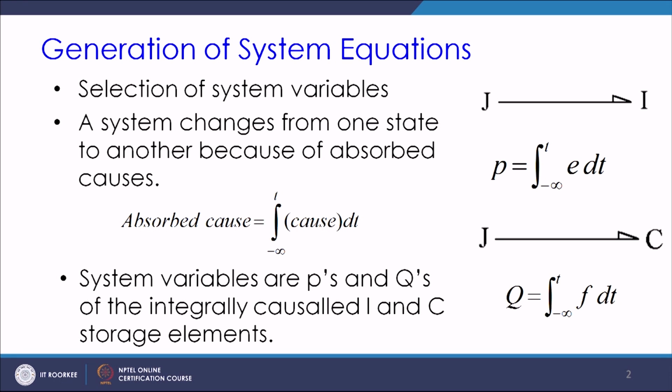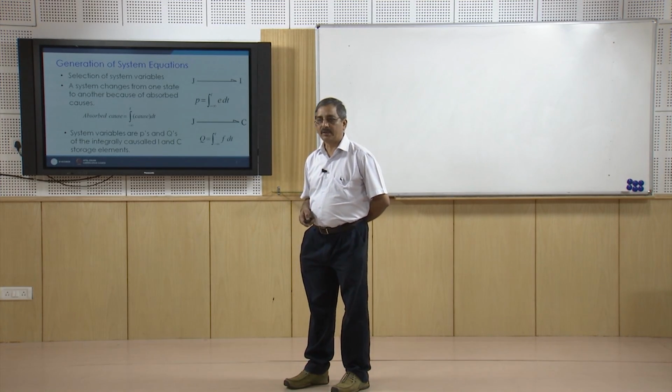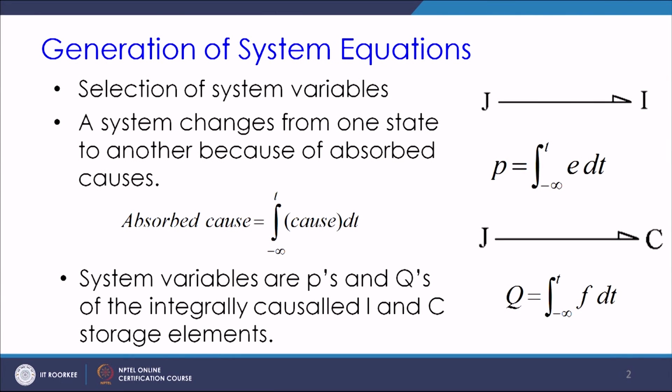So, what we will first do is identify the system variables, the variables in terms of which we can write the system equations. Let us look at the I element. If I write the expression for the I element, the momentum is the integration of the effort. Going by this definition of absorbed cost, the absorbed cost is the momentum for the I element.